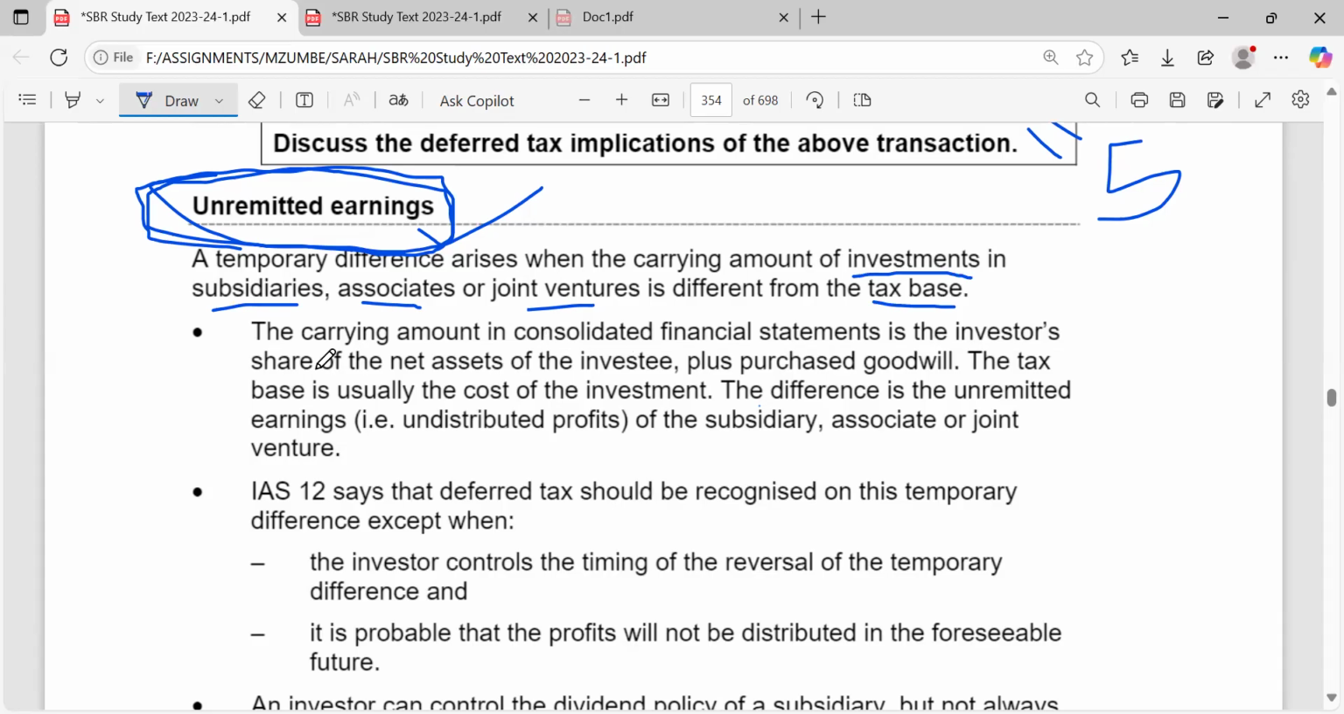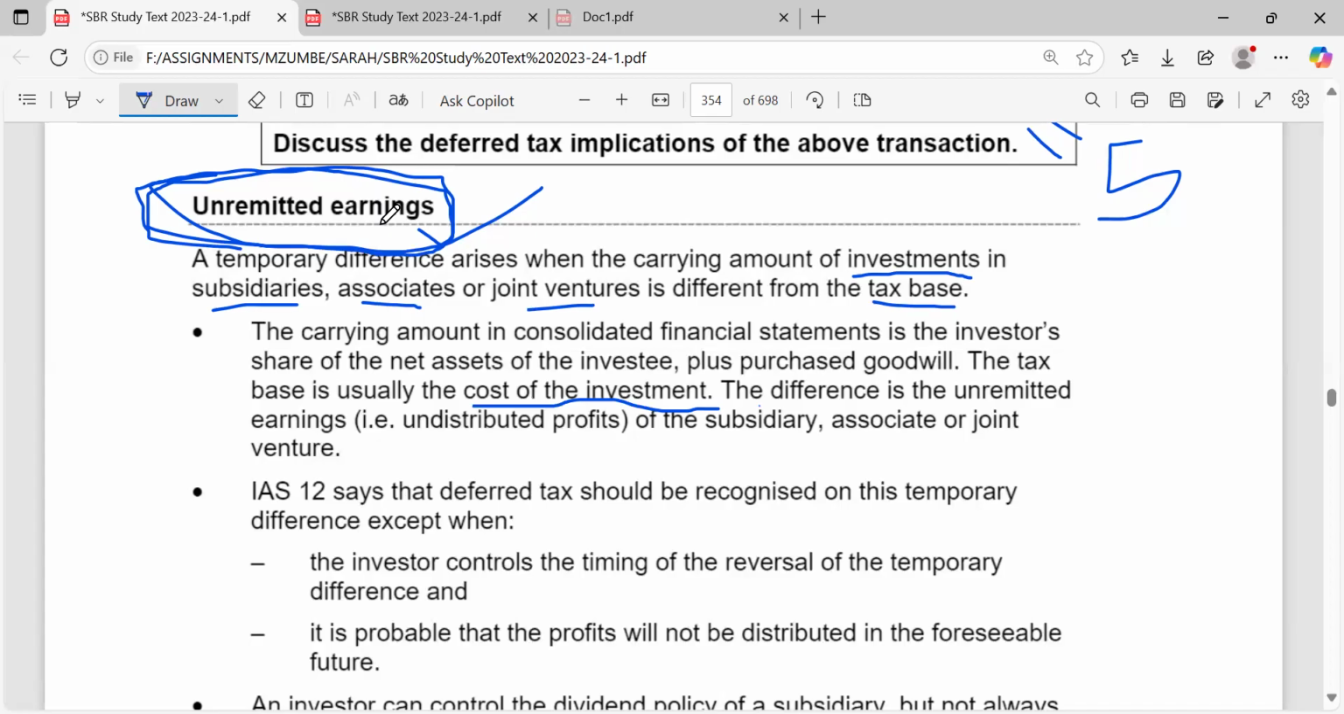You can say that, okay, I have these as the net assets. I invested 80%. So you take your 80% and then you add the goodwill. This is how you get the carrying amount, right? Okay. The tax base now is usually the cost of the investment because it's usually for the tax base to go to the normal cost of an asset, right? So you can see now how we deal with that investment cost. The difference between these two is what we call unremitted earnings.